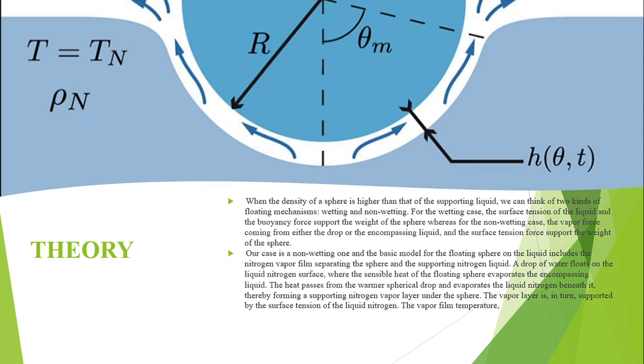Our case is a non-wetting one, and the basic model for the floating sphere on the liquid includes a nitrogen vapor film separating the sphere and the supporting liquid nitrogen. A drop of water floats on the liquid nitrogen surface. When the sensible heat of the floating sphere evaporates the encompassing liquid, the heat passes from the warmer sphere drop and evaporates the liquid nitrogen beneath it.